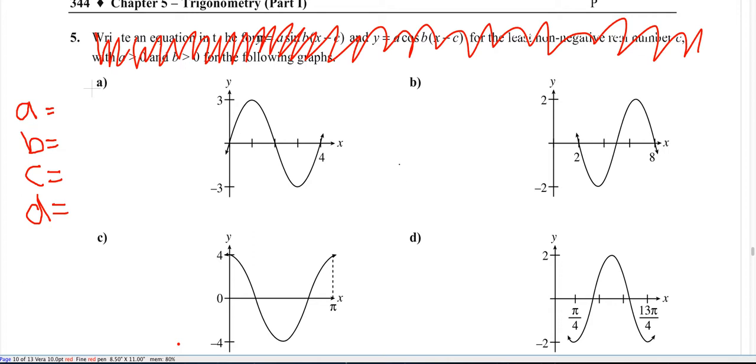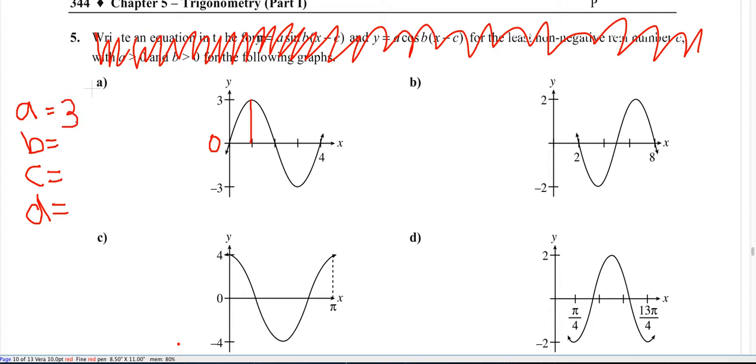The first thing we're going to do is look at the amplitude. We can see that our middle is here at 0. This is our equator. The amplitude is from the top or bottom of the crest to the middle, and it's always absolute value. So this value right here will be A, so A is equal to 3. Always absolute value, so it'll be positive 3.